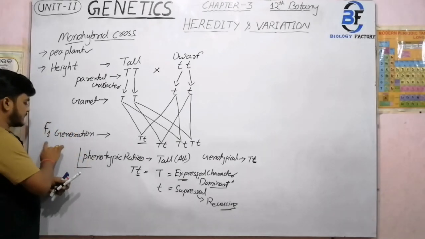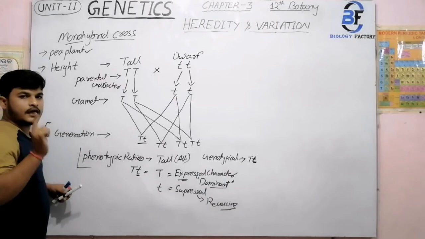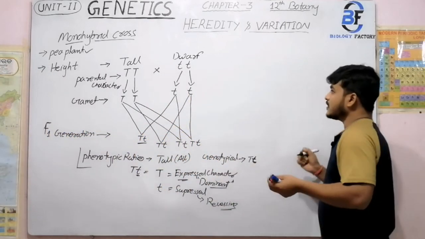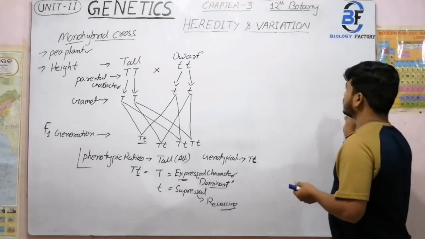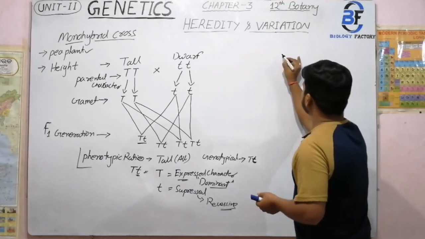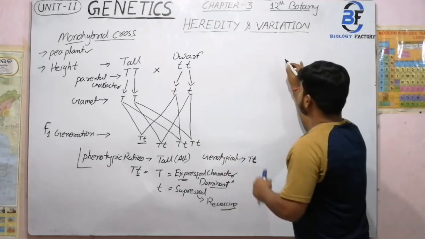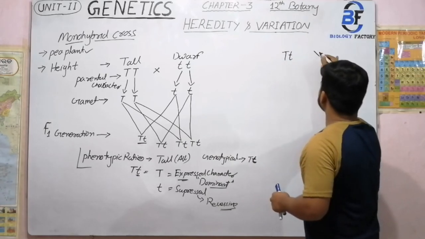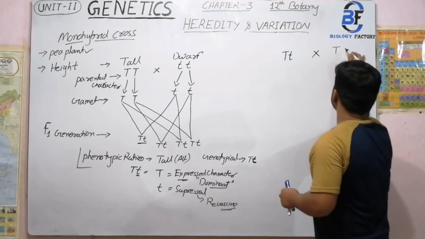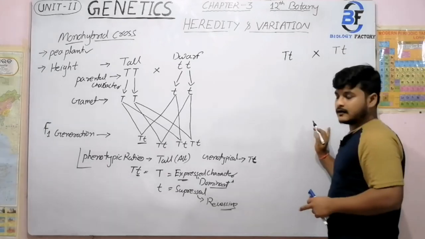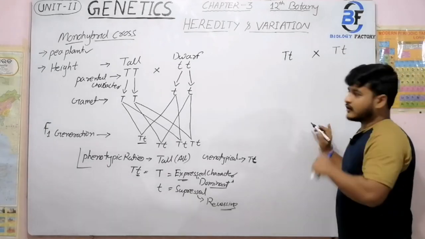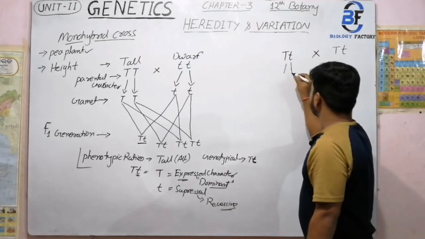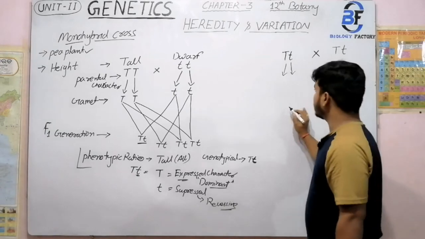Again, he took two plants from the F1 generation and crossed them to obtain the F2 generation. One plant from the F1 generation, capital T small t, is crossed with another capital T small t. Next, the gametes are formed. As I told you, reproduction is the formation of gametes, that means the crossing of gametes.